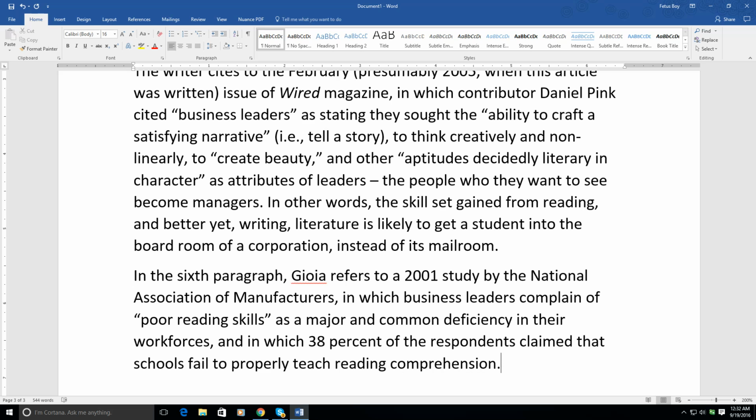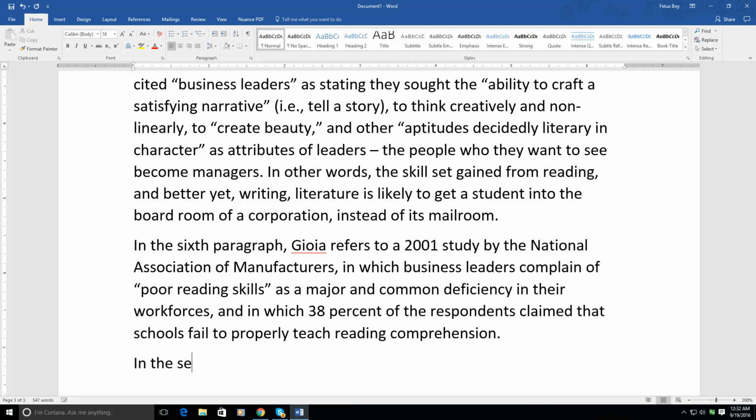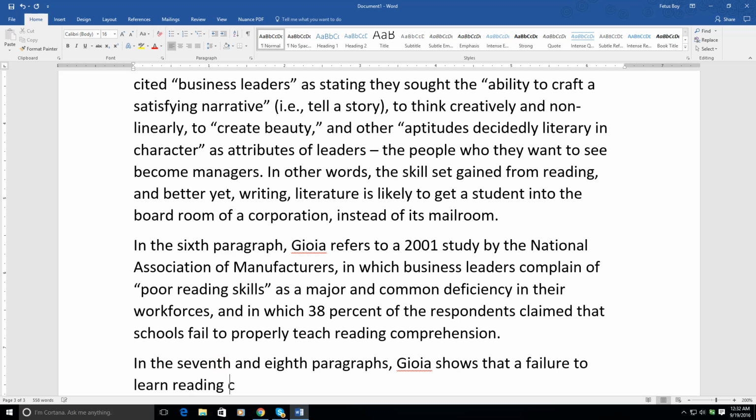In the seventh and eighth paragraphs, Gioia shows that a failure to learn reading comprehension similarly has degraded American political life.